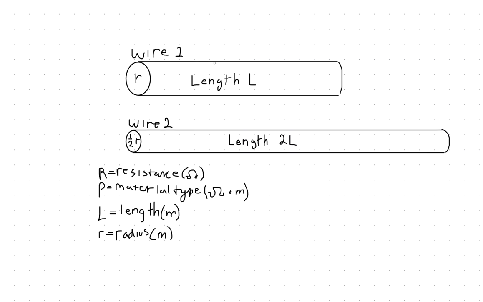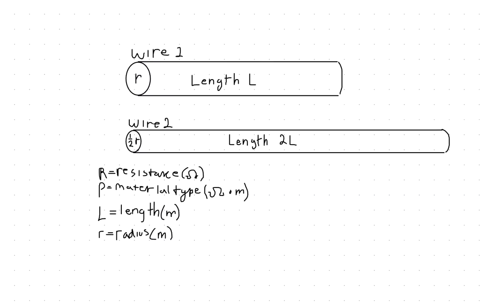So I've drawn wire 1 here and it's short and wide, and wire 2 is twice as long and it is half as wide. So half R. So we want to figure out how much harder it is going to be for our current to push through this second skinnier pipe. So let's quickly look at our variables here.